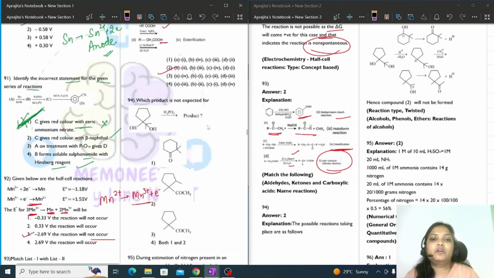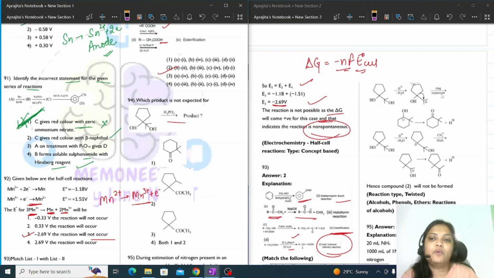Next is which product is not expected. So here the reaction is given, and we can see the possible reaction that takes place. First, in the presence of H+, loss of water molecule will happen and a carbocation will be there. Now, ring expansion would take place and we get a 6-membered ring. Then the rearrangement would take place, so we get this product and H+ will be removed.